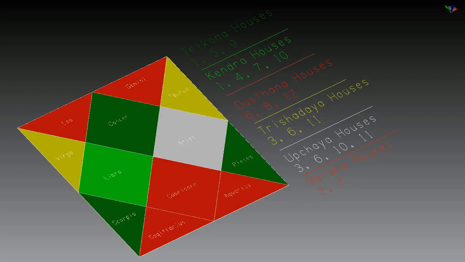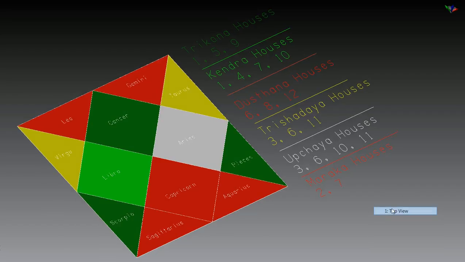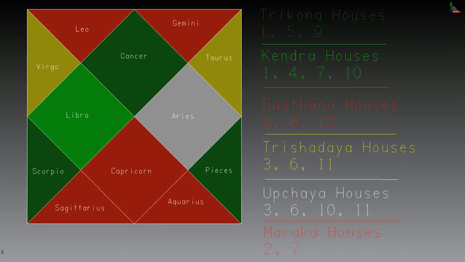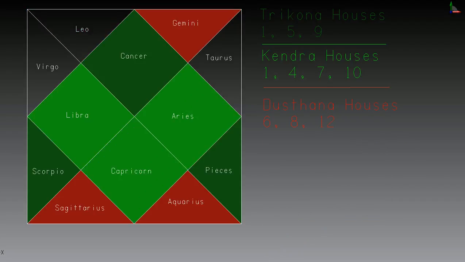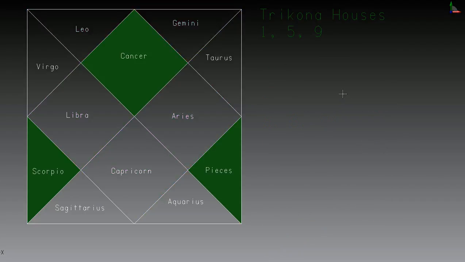Let's start with the houses. The first one which we will go with is the Trikona houses. To start with, we will go with the auspicious or the benefic ones. These are called the Trikona houses. The Trikona houses are the 1st, 5th and 9th. If you remember, in the previous video we discussed this being 1, this is 2nd, 3rd, 4th, 5th, 6th, 7th, 8th, 9th, 10th, 11th and 12th.